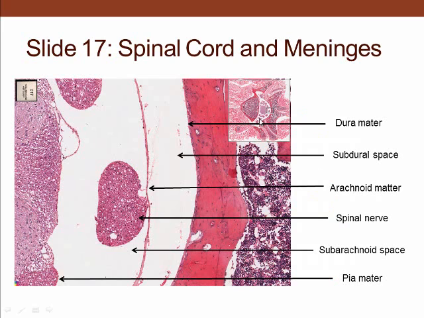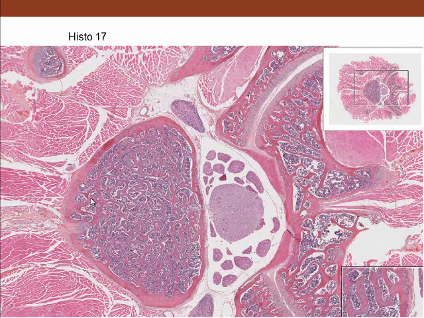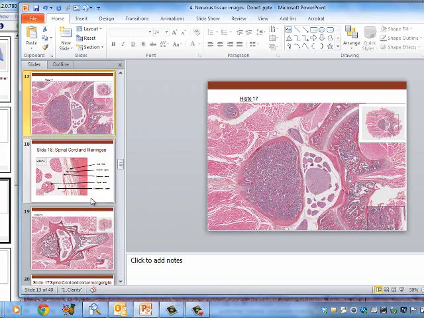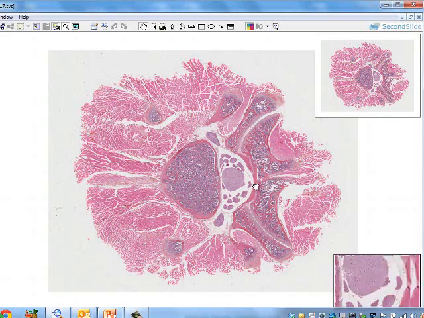And so if we look at our specimen, here's the spinal cord in through there, spinal nerves, then we have the dura mater here, the arachnoid mater here, we have cranial nerves, and we have the pia mater right on the inside here.